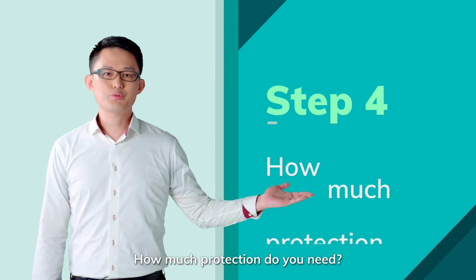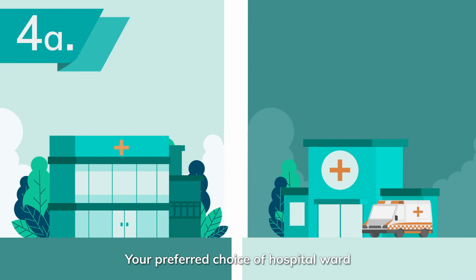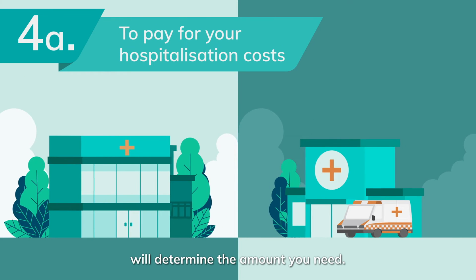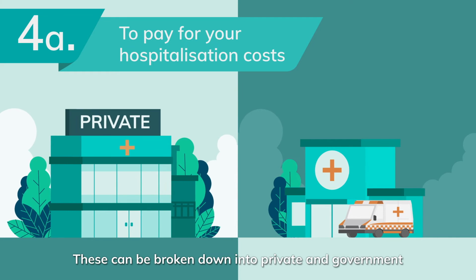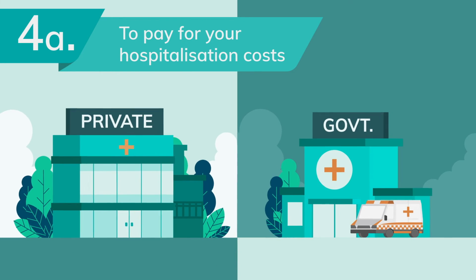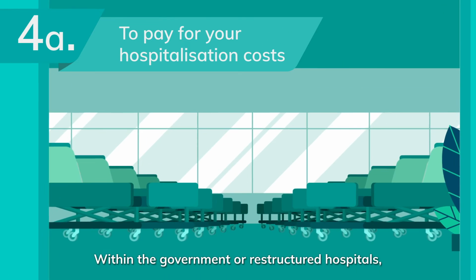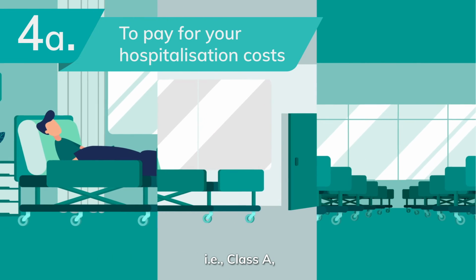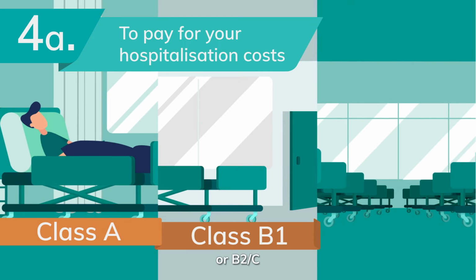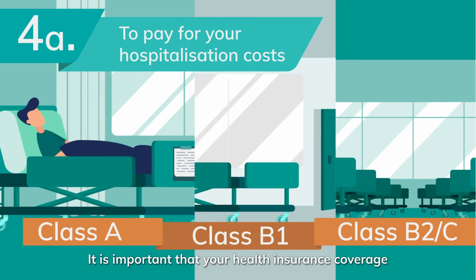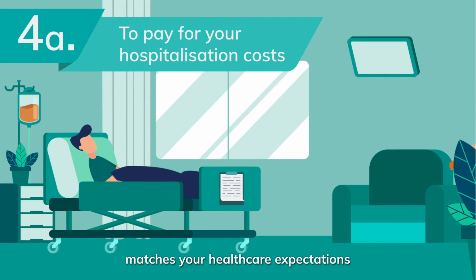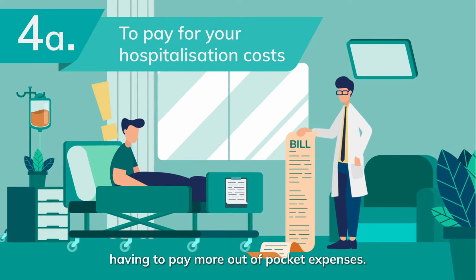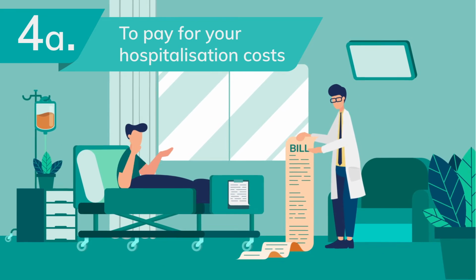Step 4. How much protection do you need? Your preferred choice of hospital ward to seek treatment in will determine the amount you need. These can be broken down into private and government or restructured hospitals. Within the government or restructured hospitals, you can choose from a range of multi-bedders to single-bedder wards, in essence, Class A, B1 or B2C. It is important that your health insurance coverage matches your healthcare expectations, otherwise you might find yourself having to pay more out-of-pocket expenses.